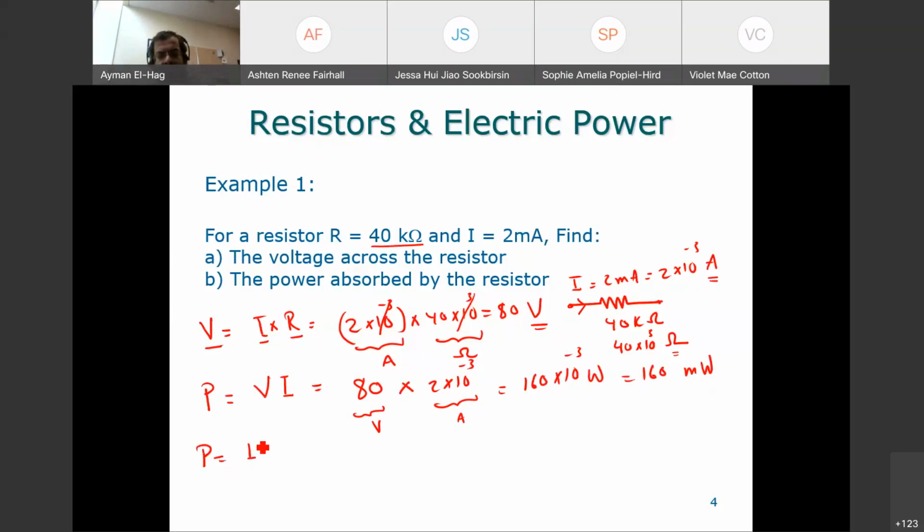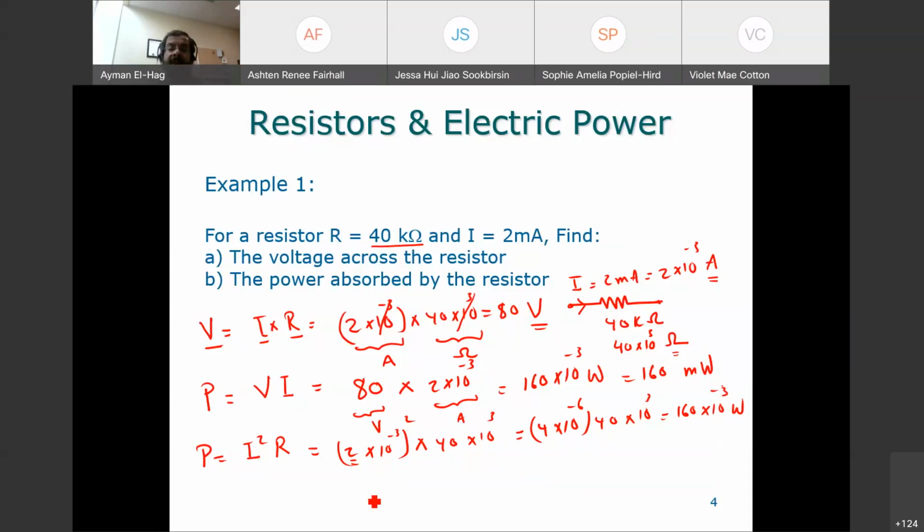P is equal to I squared times R. Your I is 2 times 10 to minus 3 squared, times R, which is 40 times 10 to power 3. So this is equal to 4 times 10 to minus 6, which is the I squared, times 40 times 10 to power 3. So this will give me again 160 times 10 to minus 3 watt. 4 times 40 is 160. 10 to minus 6 times 10 to power 3 gives you 10 to minus 3.